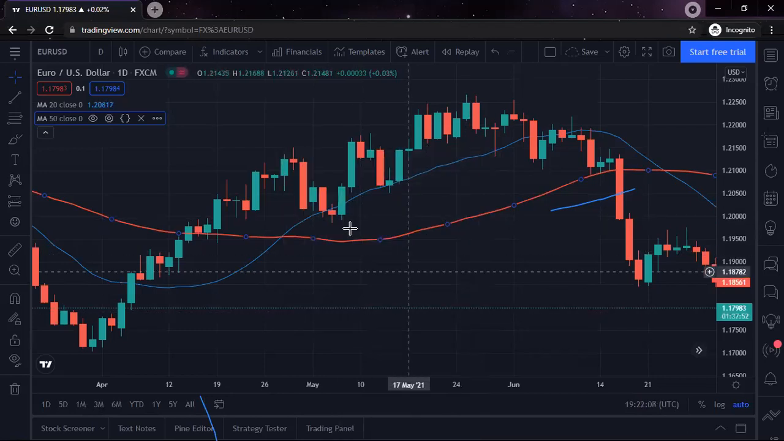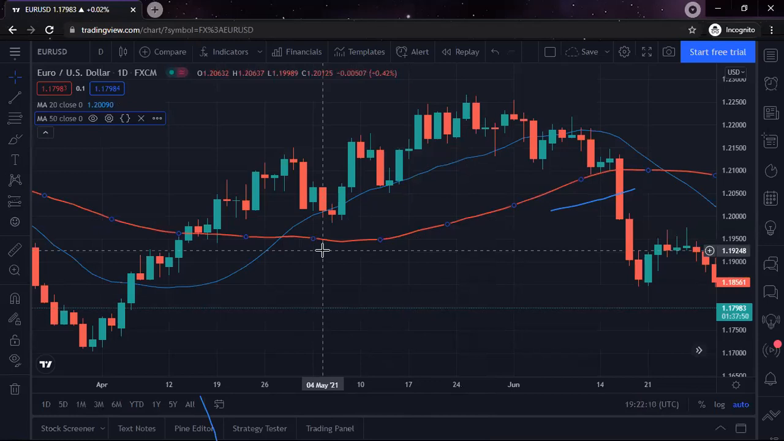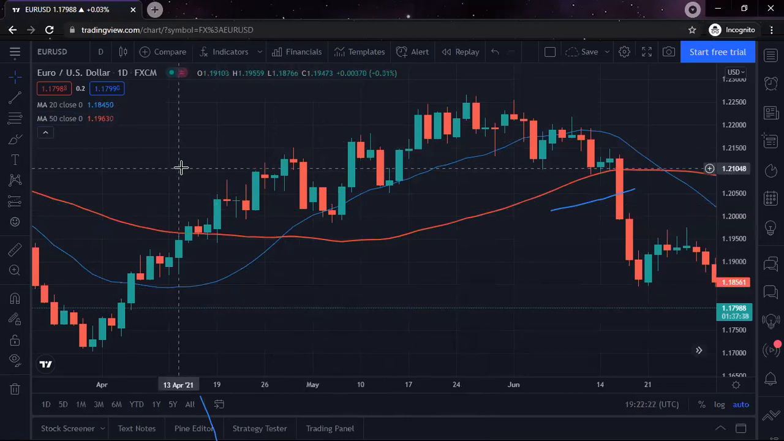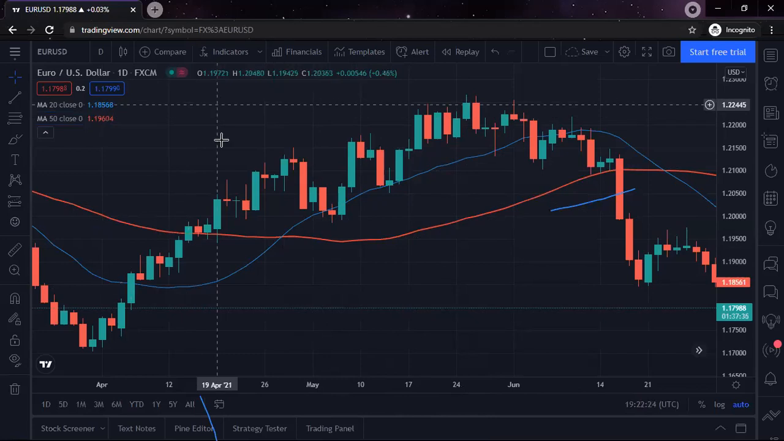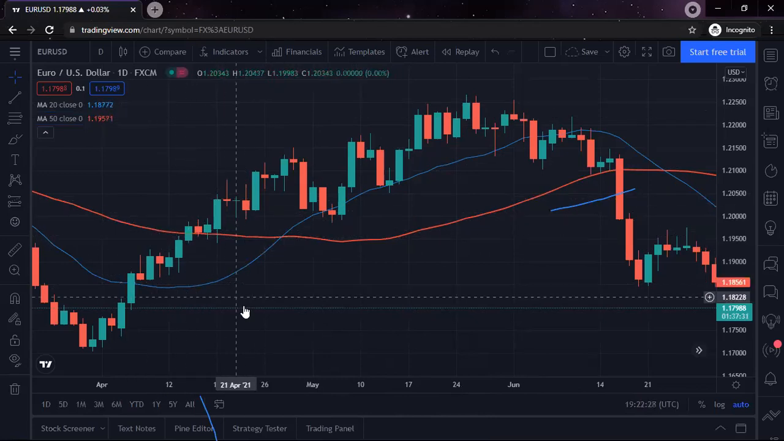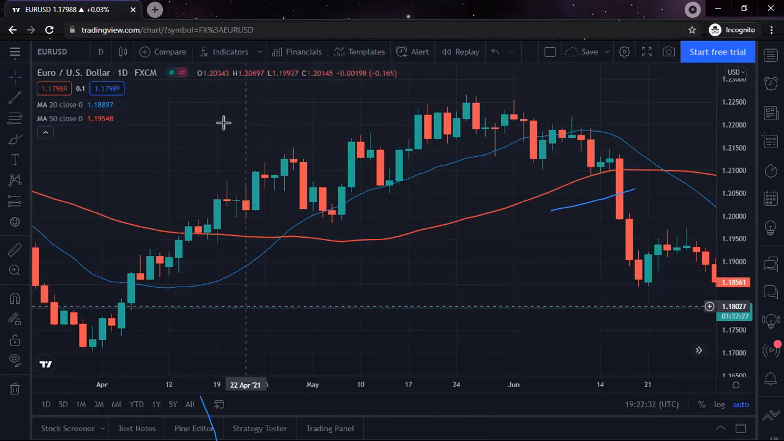So now we have our 20 and then our 50. Which one is our 20? The blue is our 20. The red is our 50 and then the blue is our 20. So we are left with one more MA to add to our chart.